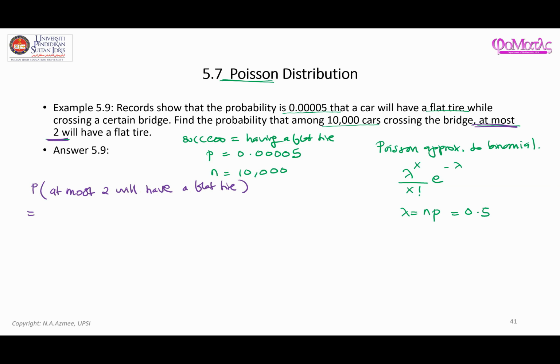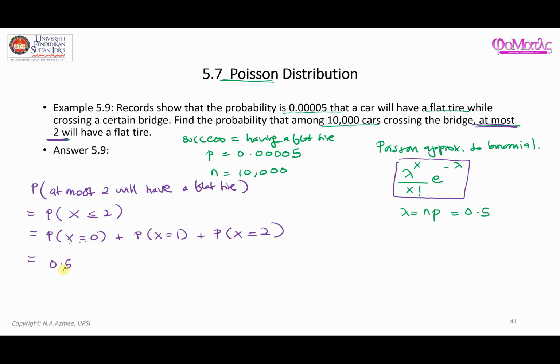Okay, so here we have lambda is 0.5, x is 0, 0 factorial, e negative 0.5. Now plus, x is 1, so 0.5, 1 factorial, e negative 0.5. Next, plus 0.5 to the power of 2, 2 factorial, e negative 0.5. And of course you can see that this term here is similar, where you can just factor it out. So we're going to factor out e negative 0.5.